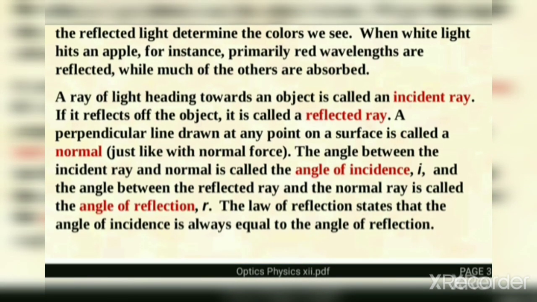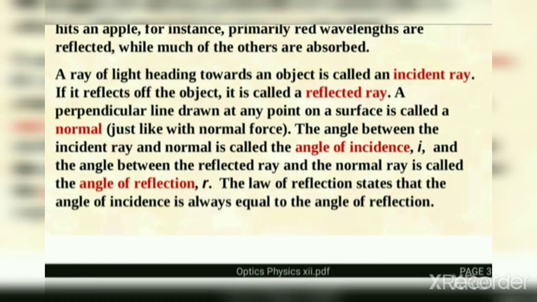The ray of light heading towards the object is called the incident ray. If it reflects off the object, that is called the reflected ray. And the perpendicular line at a point on the surface is called the normal, and the angle between the incident ray and normal is called the angle of incidence, and the angle between the reflected ray and the normal is called the angle of reflection.